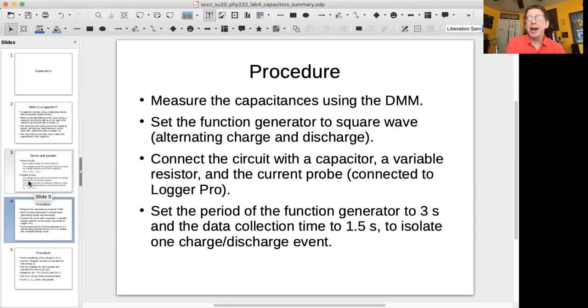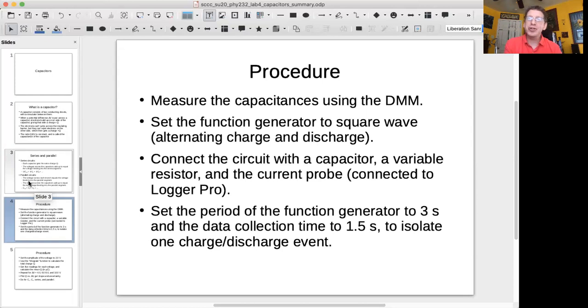In the other half of the cycle, the voltage is going to be 0 volts, and what's going to happen is the capacitor is going to discharge. So when you get a positive 2 volts, the charge in the capacitor builds up, and when it goes to 0 volts, the charge in the capacitor goes back down to 0.